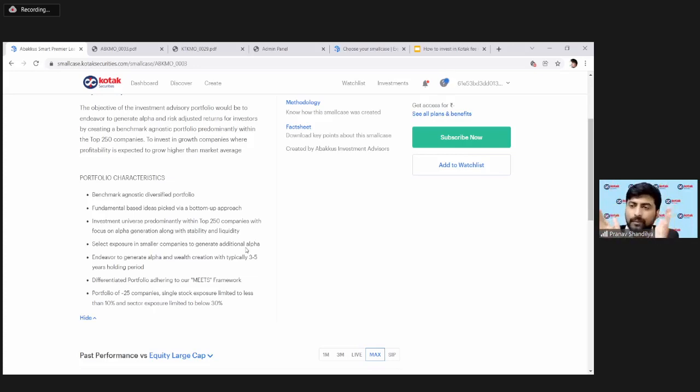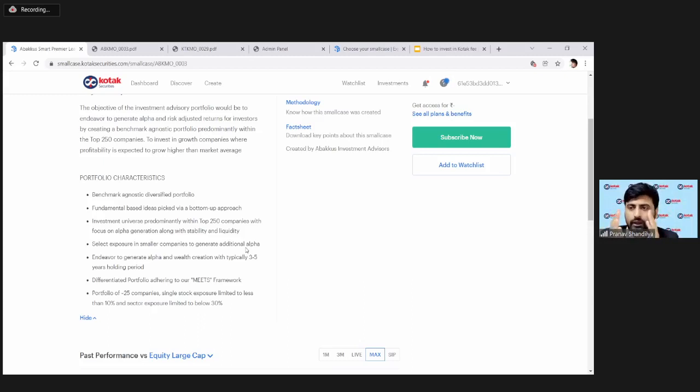So basically, the MEETS framework is continuously considered by Abacus Investment Advisors to pick stocks for this portfolio. Now, how many stocks are in this portfolio? We have 25 companies listed in the basket, and the maximum exposure to each particular stock stands at 10%. And the overall exposure to an entire sector stands at 30%.